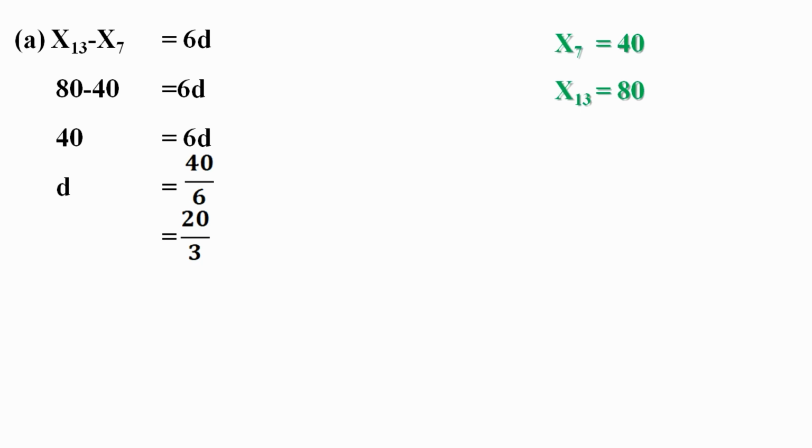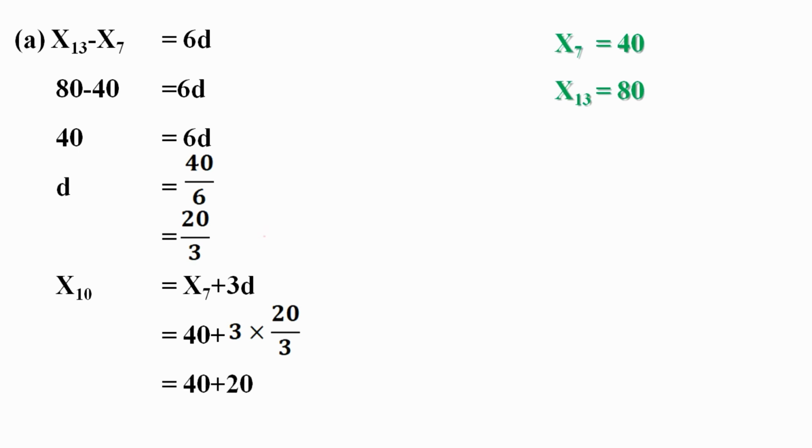We know 10th term equal to 7th term plus 3 times common difference. Here the 7th term is 40, and 3 times common difference means 3 into 20 by 3. The 3 and 3 get cancelled, and we can write it as 40 plus 20, that is equal to 60. That is the 10th term of this sequence, equal to 60.